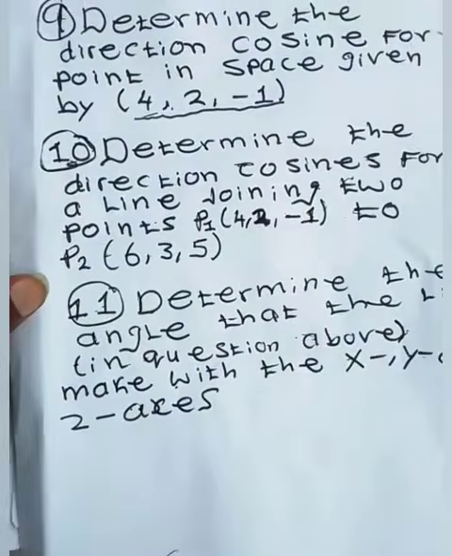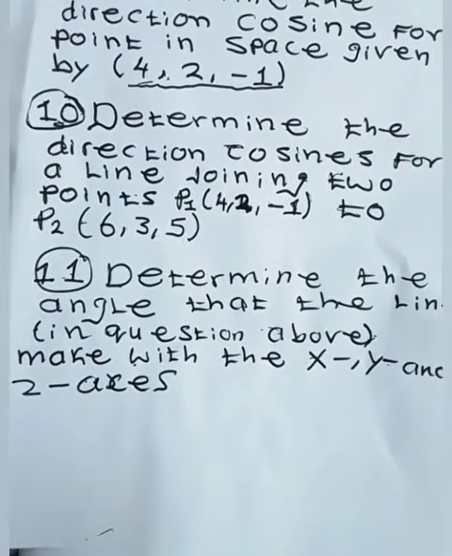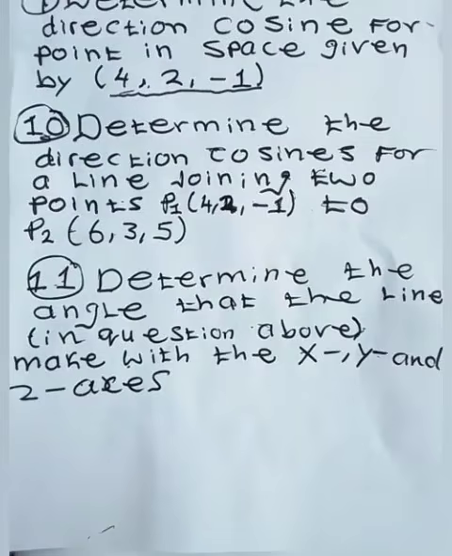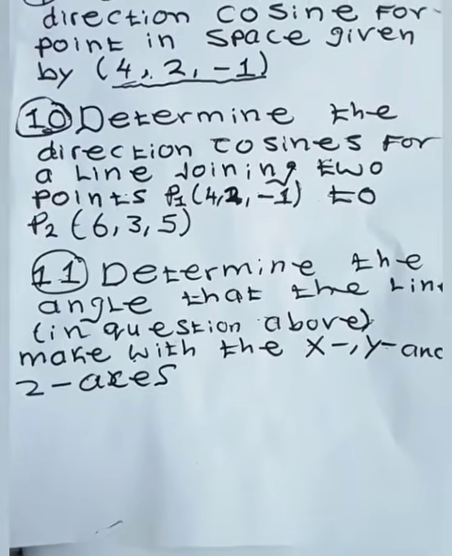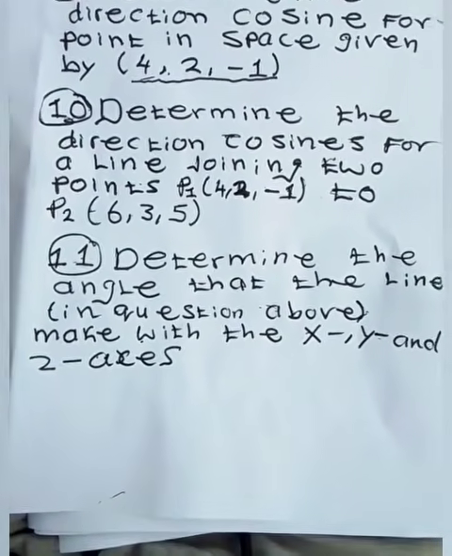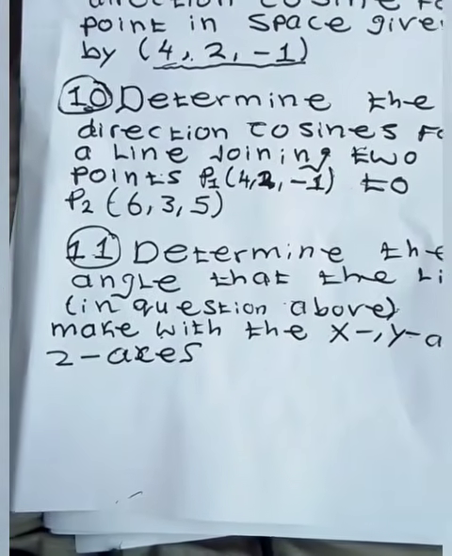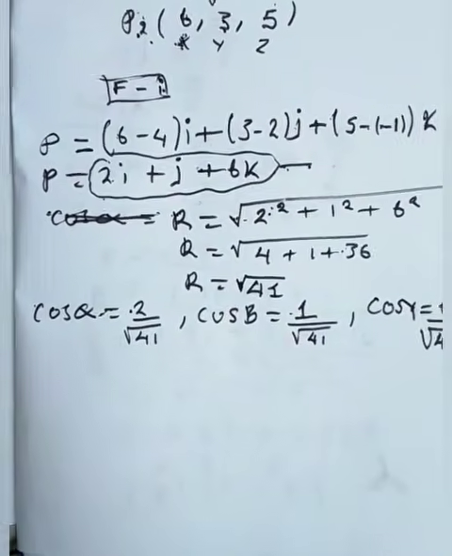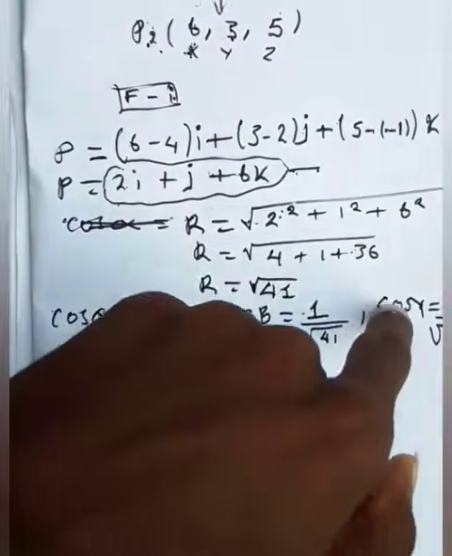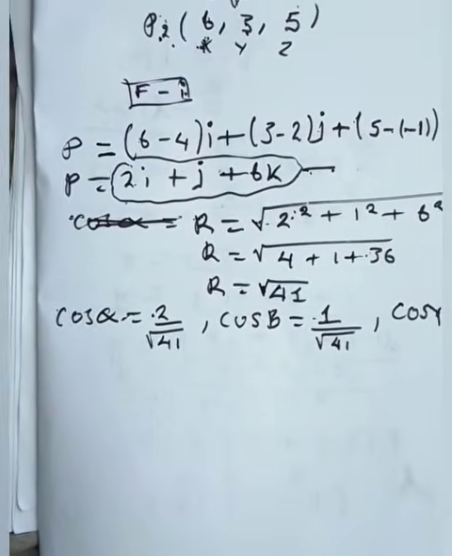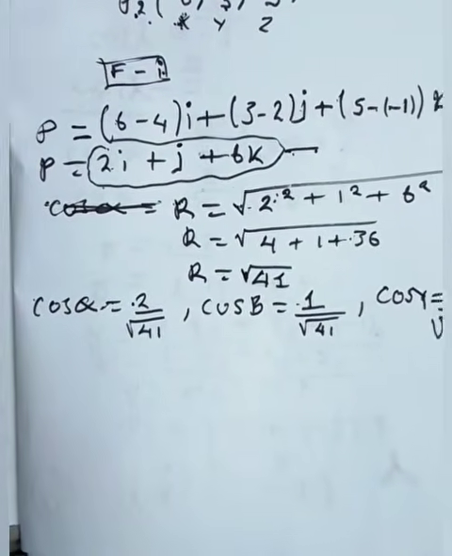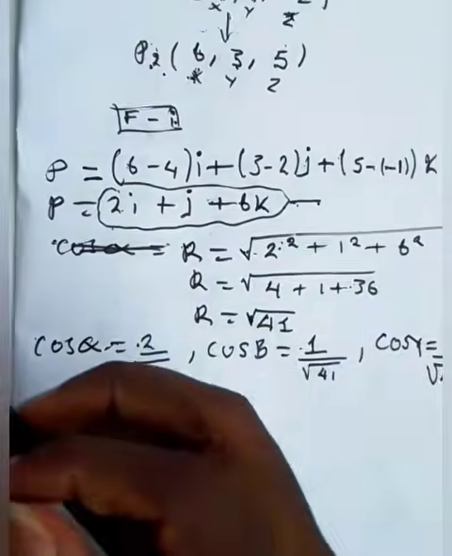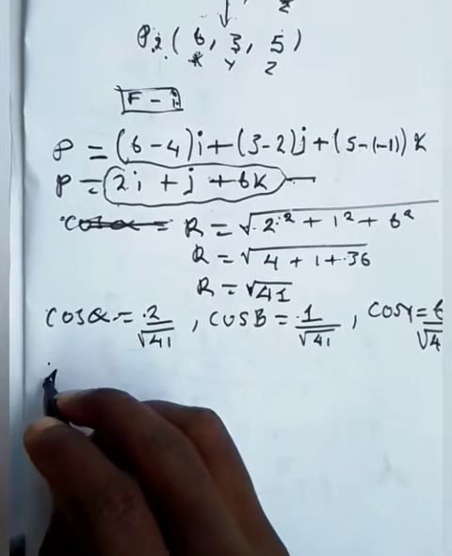So let's go to question 11. Question 11, they are saying that we determine the angle that the line in the question above makes with the x, y, and z. So this is where I told you that if they specify that find the angle, that's why you use those other formulas which I showed you. So we are going to carry on from our direction cosines. This is question 11 where we are at.